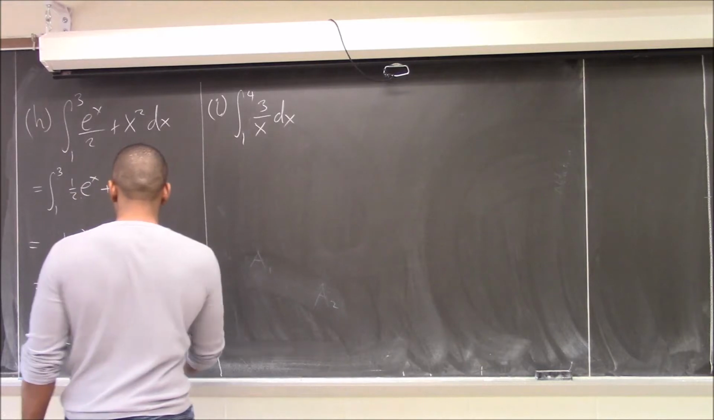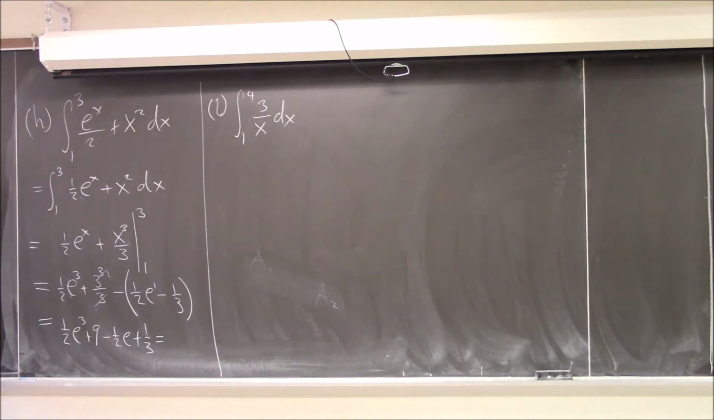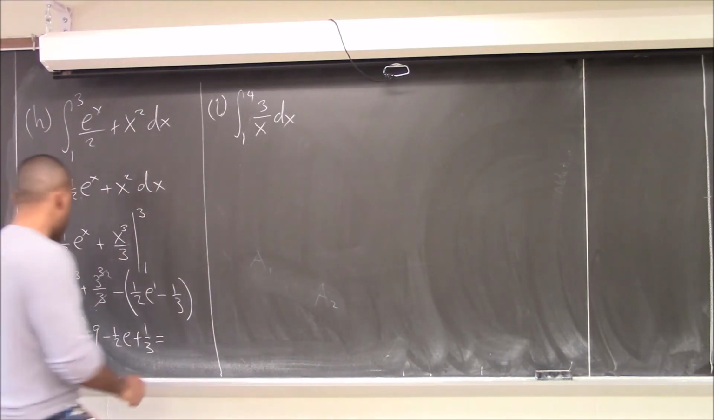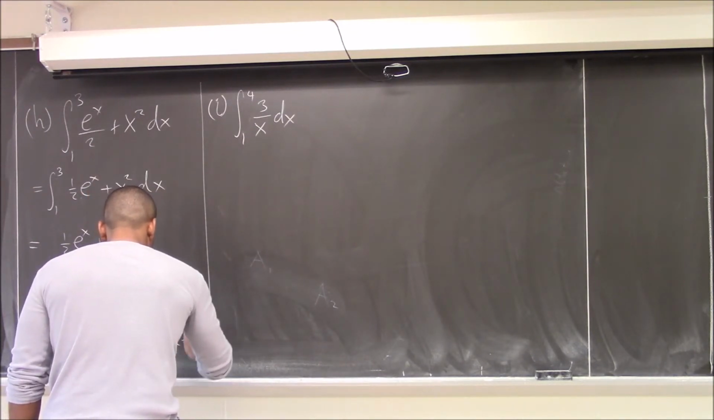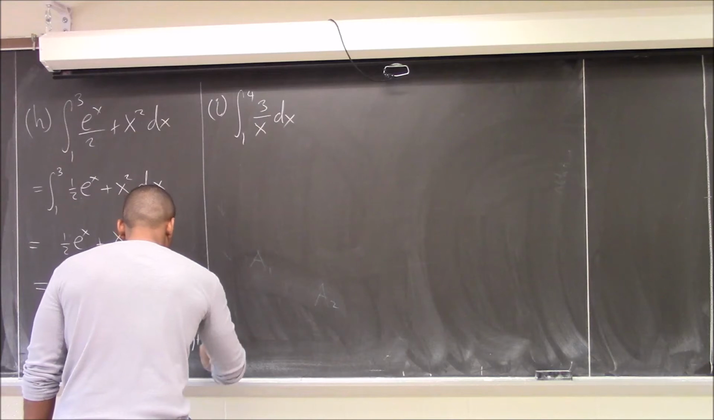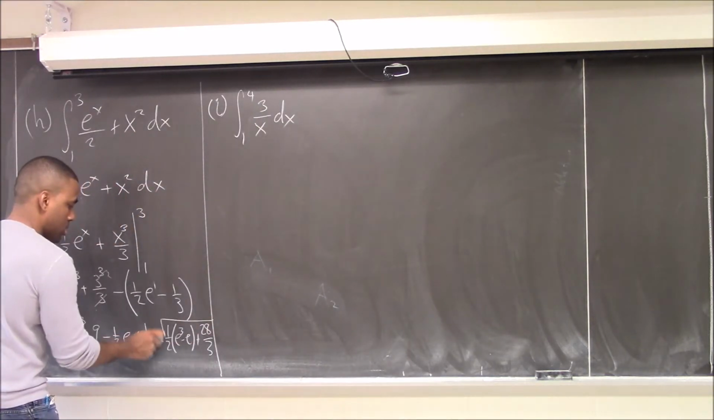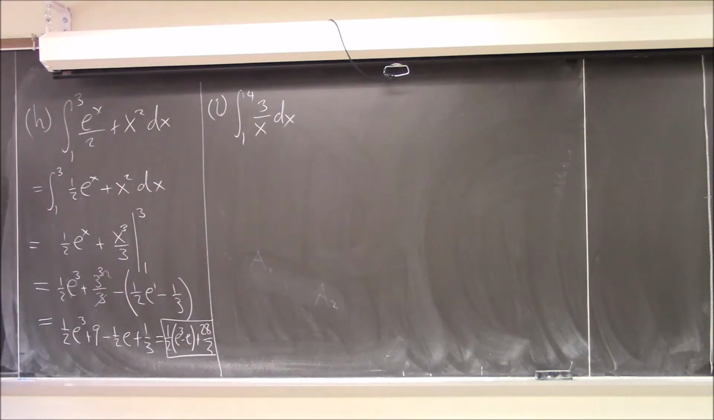But you can write that. You can add the 9 and the 1/3. So 9 is 27 over 3, so that's 28 over 3. So I can have 1/2 e cubed minus e plus 28 over 3. So you apply your antiderivative rules just as usual, except when you have numbers here. Take the top number, plug it in, minus, open parentheses, take the bottom number, plug it in. And this is going to be the result.